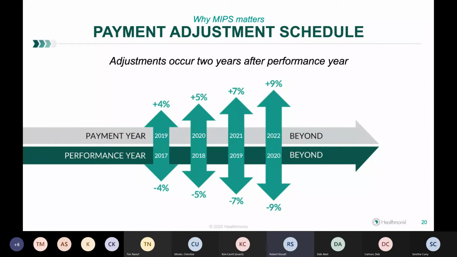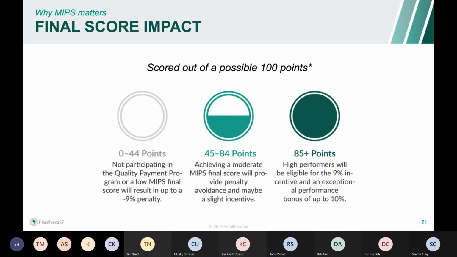And as you can see on the screen, this shows you how much the incentive is jumping every single year from 2017 to 2020. The highest potential adjustment you could get has already gone up from 4% to 9%. But that also means that the penalty is getting higher and higher too. So for 2021, if you don't reach 60 points, it could be as low as a negative 9% adjustment on your 2022 bills.